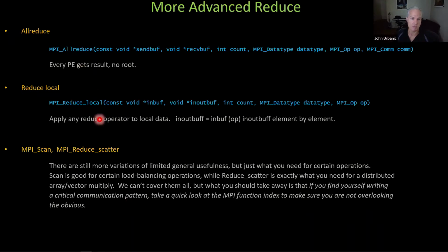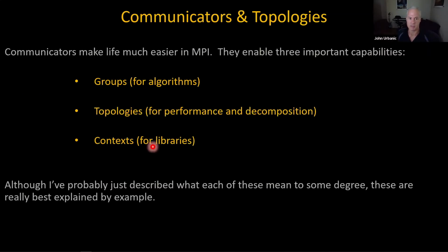I won't spend a lot of time on some of these less useful, more esoteric ones, just to make you aware of them. You can also reduce data just locally, not even through MPI, just to get the maximum value locally. There are a lot of operations, but you're less likely to use these, so I won't go through them all.